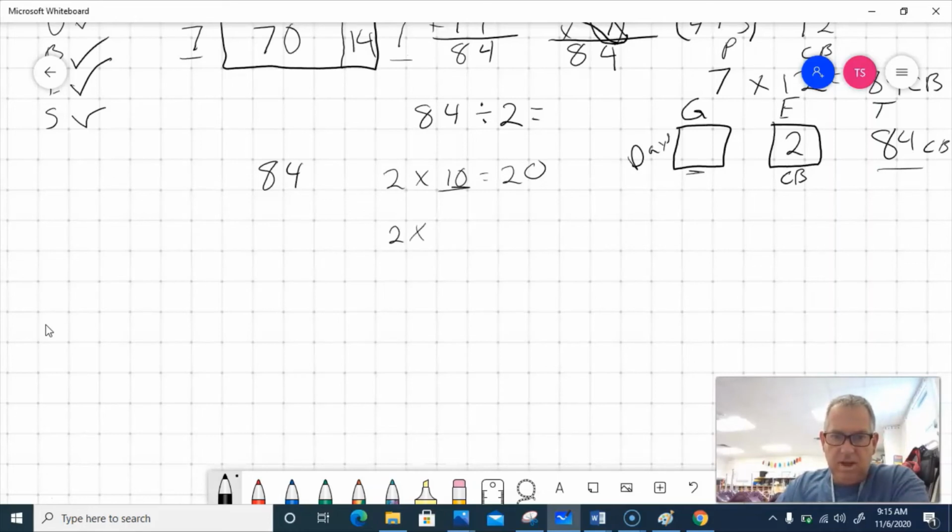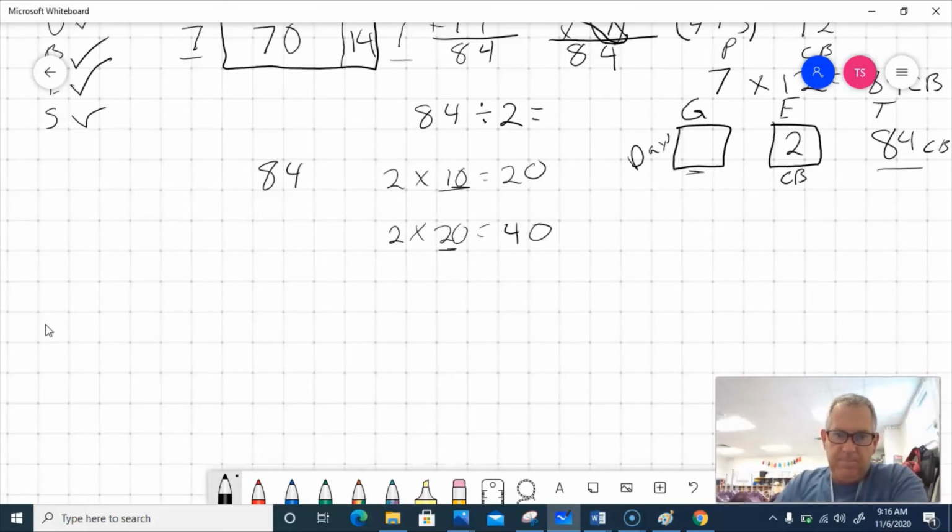2 times 20. I know 2 times 2 is 4. And then I put the 0 behind it to mark my place value. So 2 times 20 is 40. So if I took 40 away from 84, that would signify 20 groups.